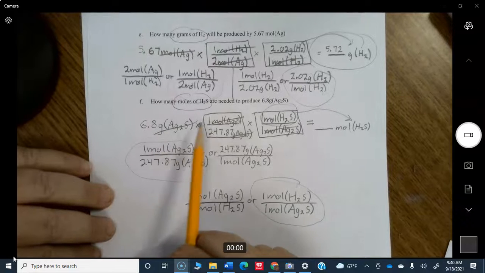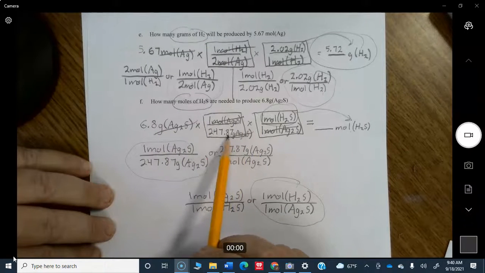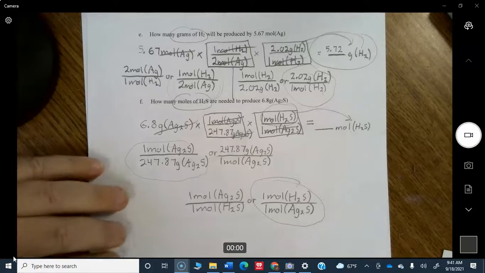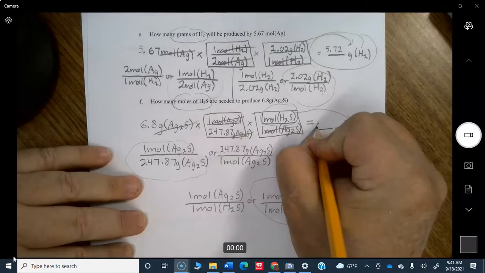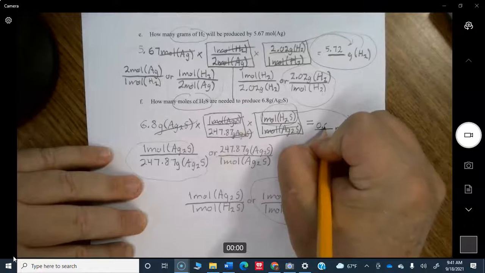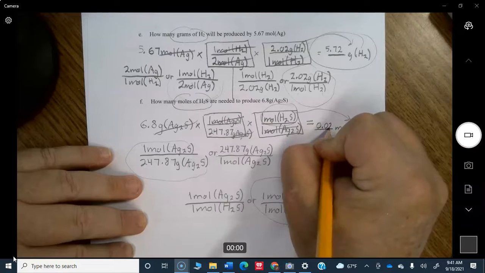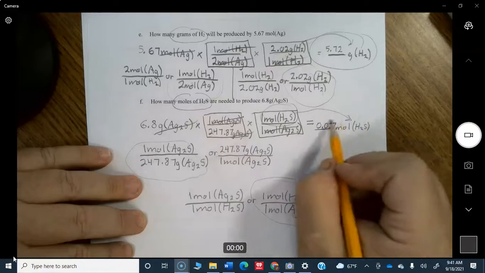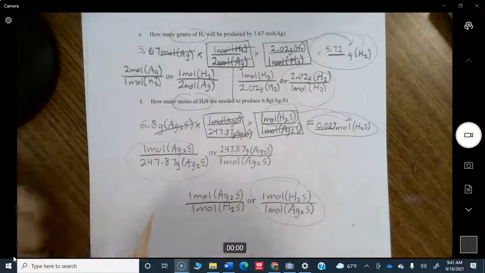So it's simply 6.8 times 1 divided by 247.87 divided by 1. Of course, you know you can not do all those ones, but just remember that you do have to do everything on the top normally. 6.8 divided by 247. And that gives us 0.027. Significant figures would be 0.03 because of the 6.8 limits, but we'll go ahead and put that, okay? All right, that takes care of it.